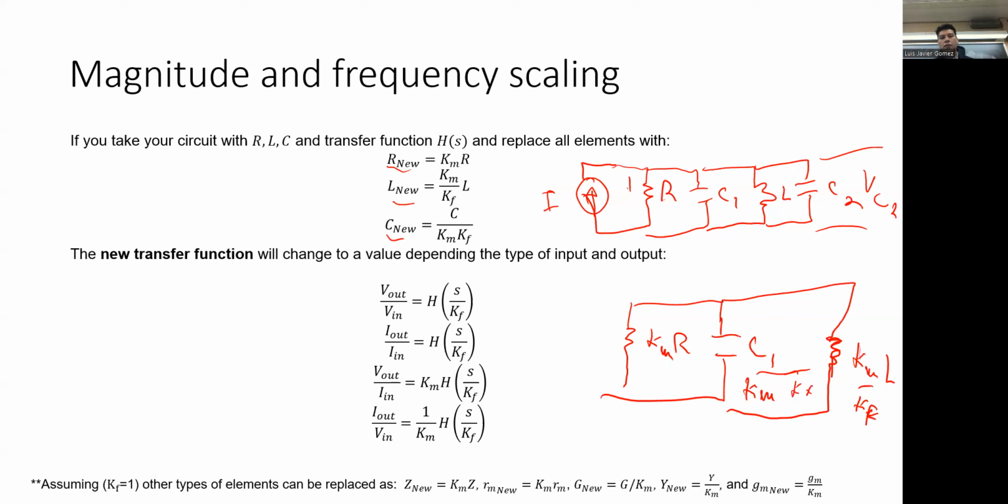Your transfer function, which in this case would be H of S equal to VC2 over I, will become the same transfer function, but wherever there was an S, that S becomes S divided by Kf, and the whole transfer function gets multiplied by Km. So that's basically what we call magnitude and frequency scaling.